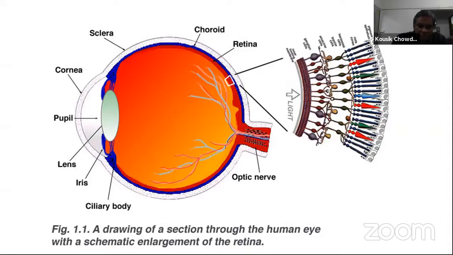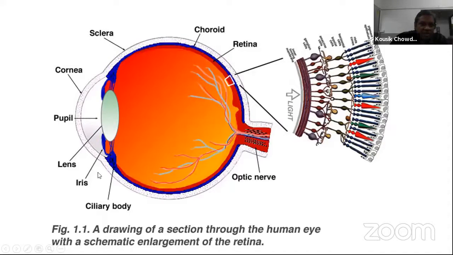Retina is the part of brain which lies into the eyes. Our light, when it passes the cornea, lens, vitreous, and then it falls onto the retina, and then it goes to the brain through optic nerve, and then visual sensation will come. So retina is a very important part of the eye.